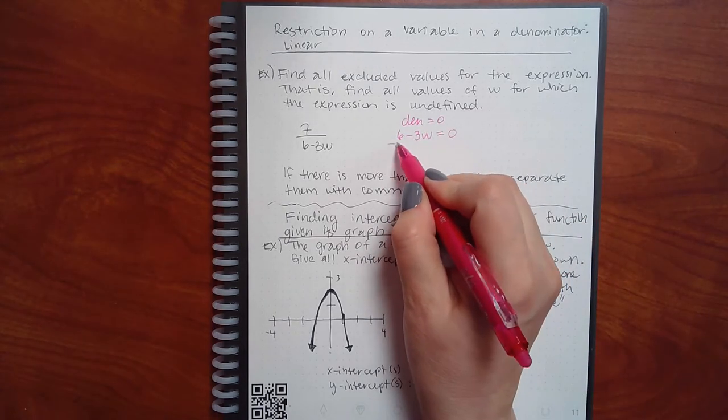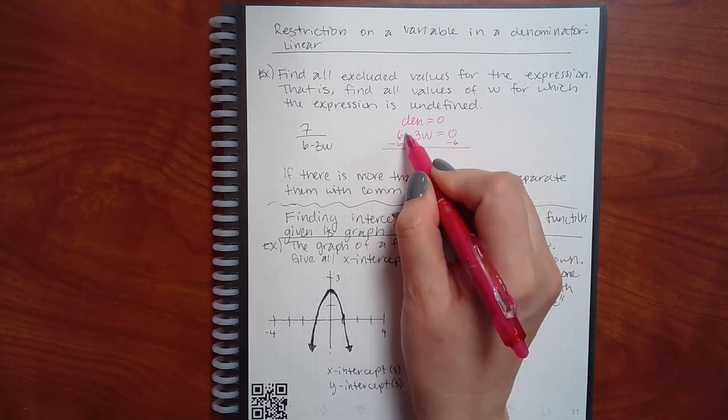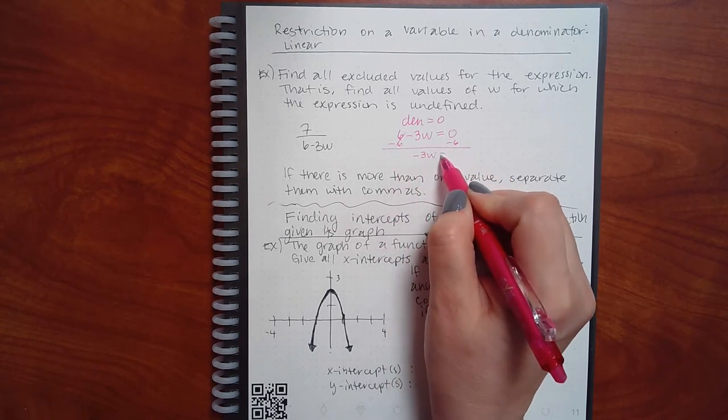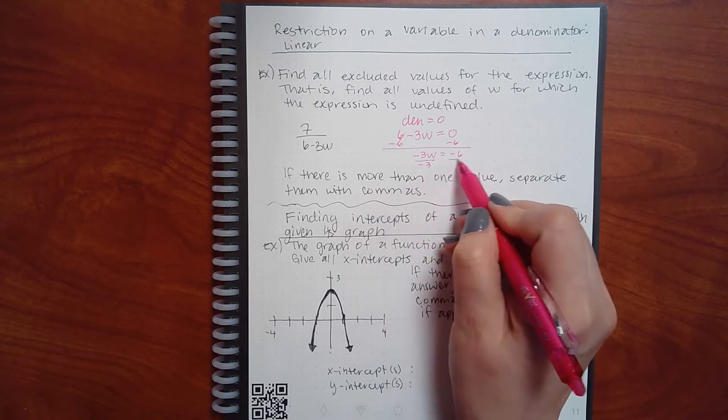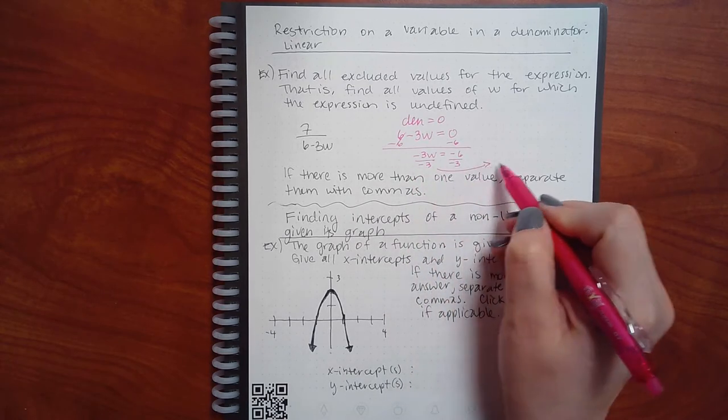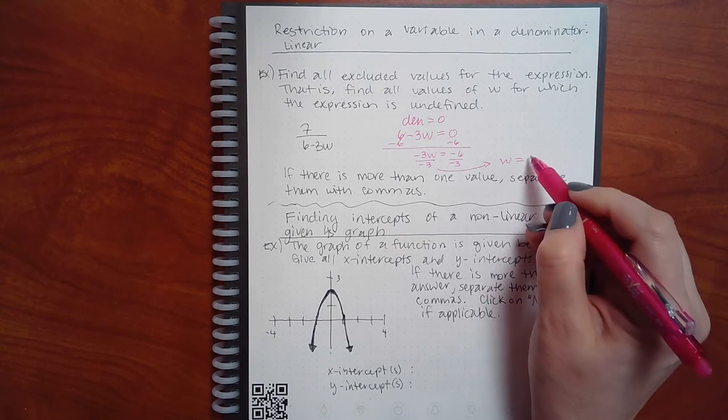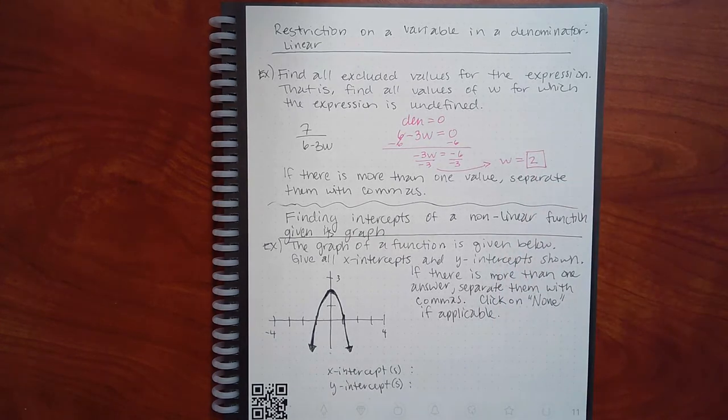So if I minus 6 on both sides, I will get negative 3w, negative 6, and then what do I need to do? Divide by negative 3, which is going to give you positive 2. And then I'm going to get w equals positive 2. So this 2 is that restricted value, okay? Basically, I can't plug in a 2, because if I do, I'm going to get this undefined thing back, right? I could plug in anything else I want, just not 2. That's what that means when we talk about restricted values.